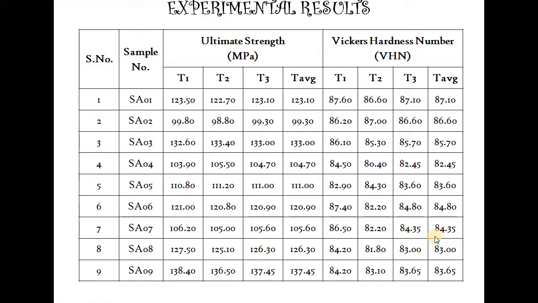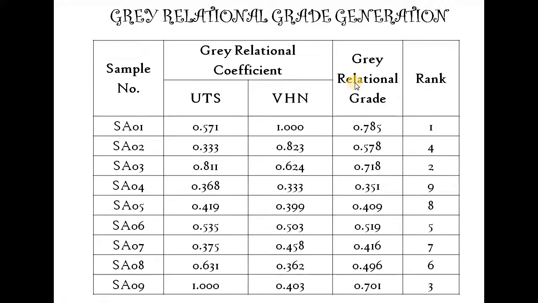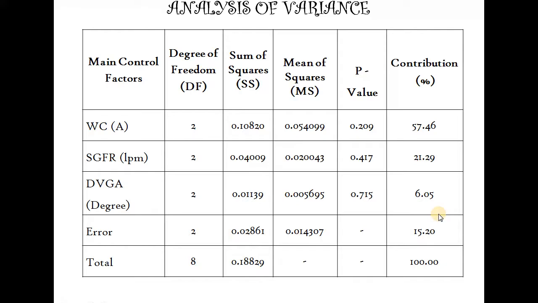Then they did the grey relational analysis, found the normalized values and deviation sequences for the 9 experiments. Then they found the grey relational coefficient and grey relational grade. Based on the grey relational grade, they awarded ranks 1 to 9. Finally, they found the analysis of variance.